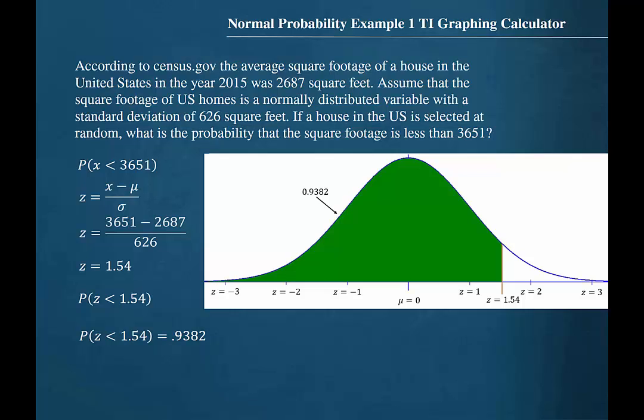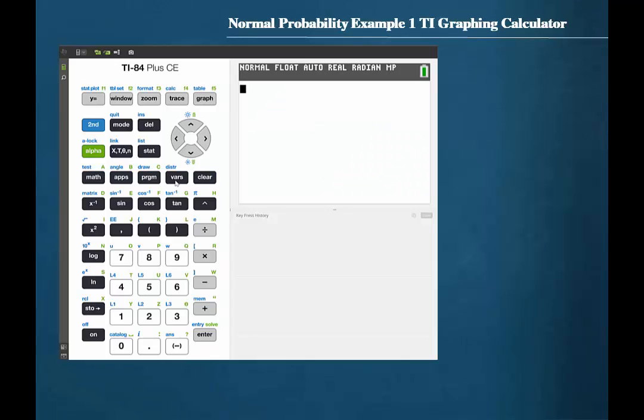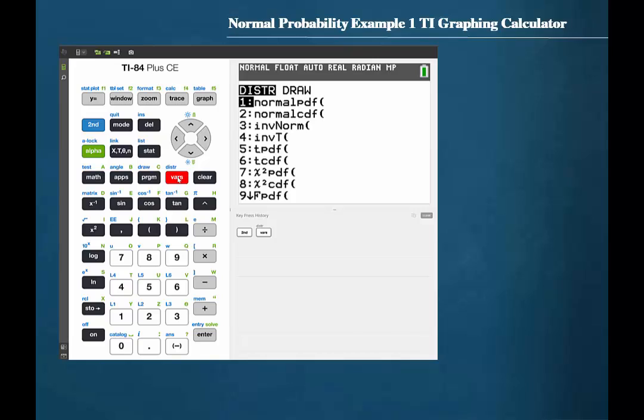But let's see how the TI graphing calculator can be used to arrive at the same result. In order to find a probability associated with the normal distribution using the TI graphing calculator, we should press second and then the DISTR VARS button. We're going to use the normal CDF function.